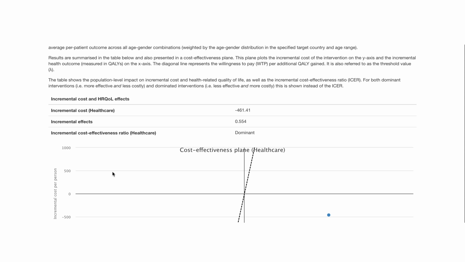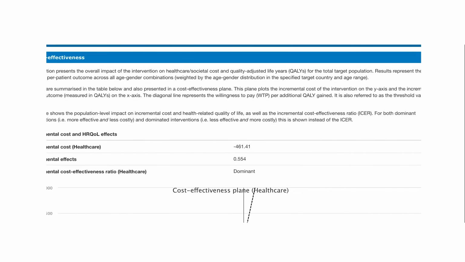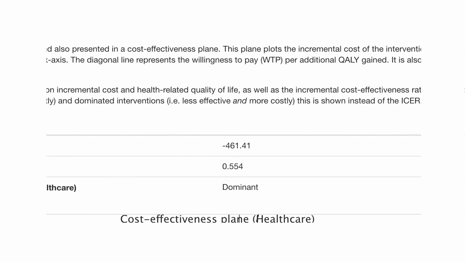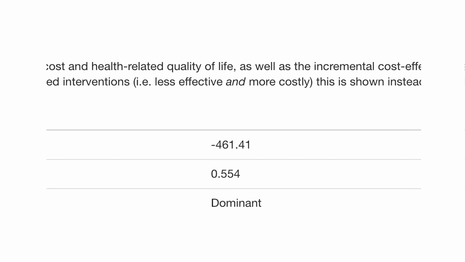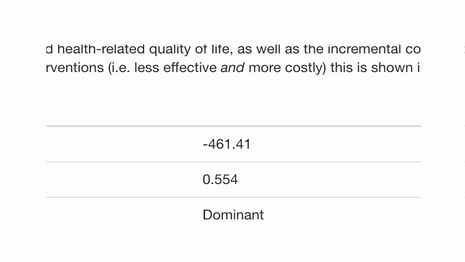This section displays a small table with three values. 1. The incremental cost, healthcare. 2. The incremental effects. And 3. The incremental cost effectiveness ratio, healthcare. The incremental healthcare cost, here minus 461.41, is the average of incremental cost values per person shown in the previous results. Likewise, the incremental effects result is the average of incremental effects values per person shown previously.